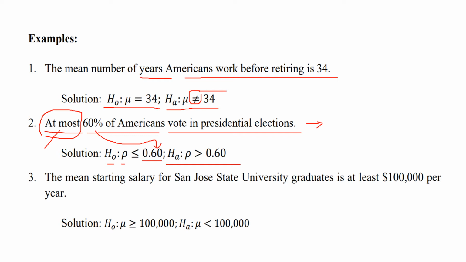For statement number 3, the mean starting salary for San Jose State University graduates is at least $100,000 per year. So meaning, we simply use this keyword here, at least.